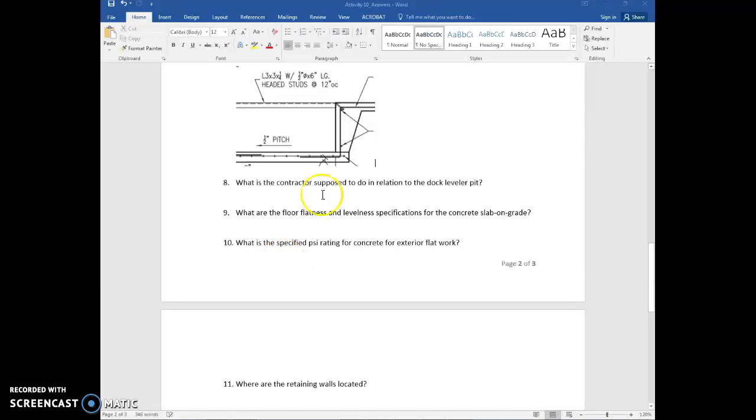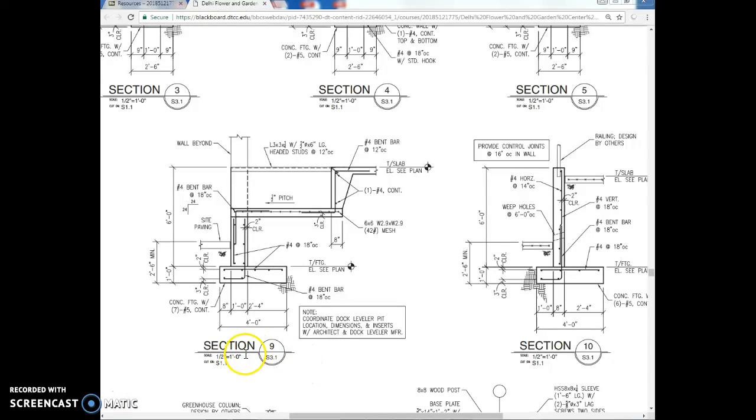Number 8 says, what is the contractor supposed to do in relation to the dock leveler pit? So I can stay right on this section because I see a note down here that says coordinate dock leveler pit location, dimensions, and inserts with the architect and the dock leveler manufacturer.